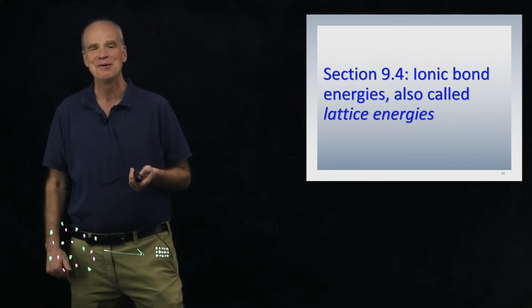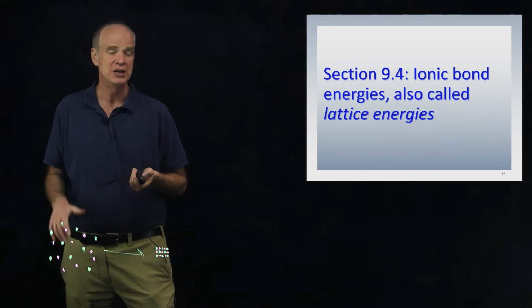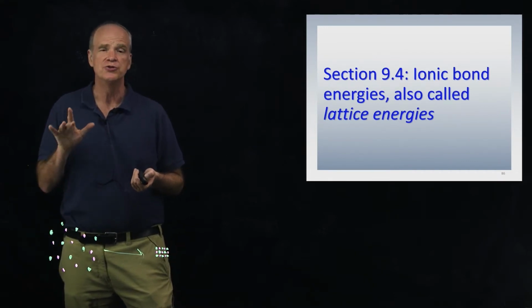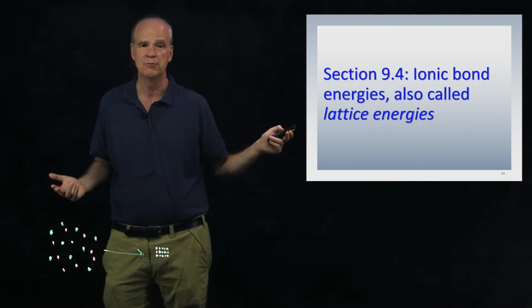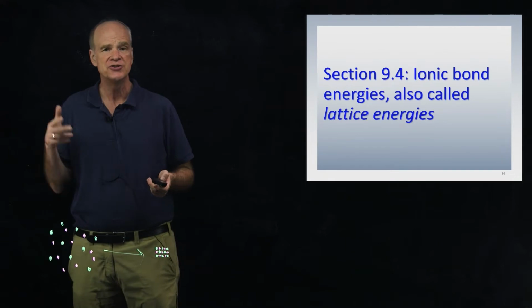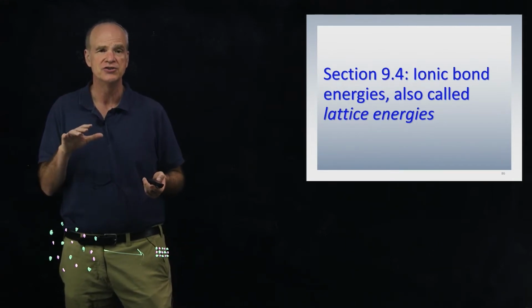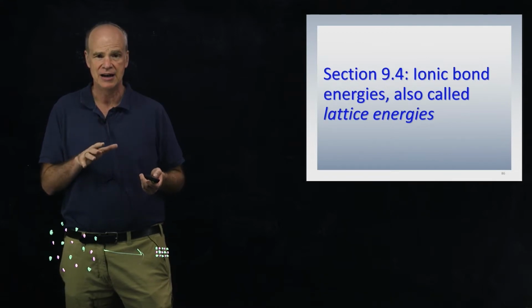Welcome back to chemistry. What I want to talk about now is, we were previously looking at the energies required to break covalent bonds to release the atoms from molecules. The energies required to do that are called bond energies or bond dissociation energies. Now we're going to switch to ionic compounds.